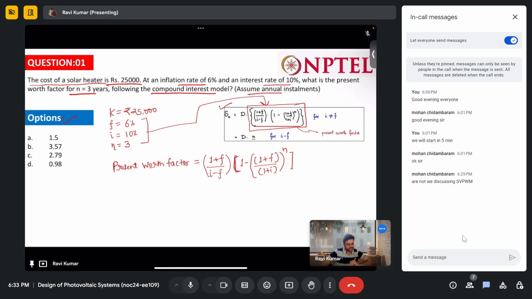Are you doing this? Just put the values.